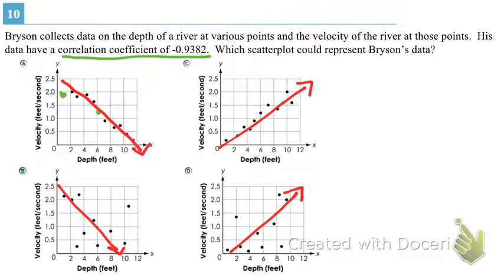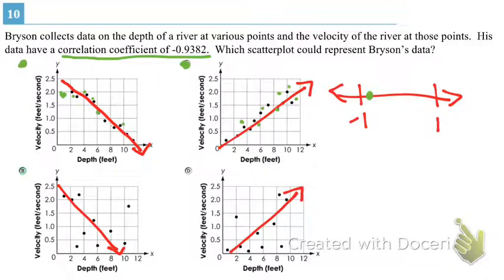So this negative 0.9382 is pretty close to -1, right? So that is a pretty strong correlation coefficient. So which of these have points that are pretty close to that line of best fit? You see how A does and C does?